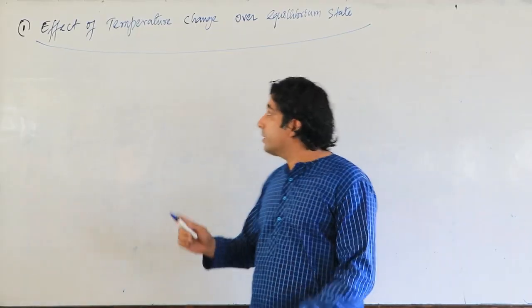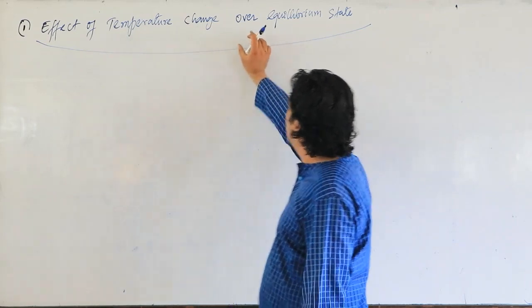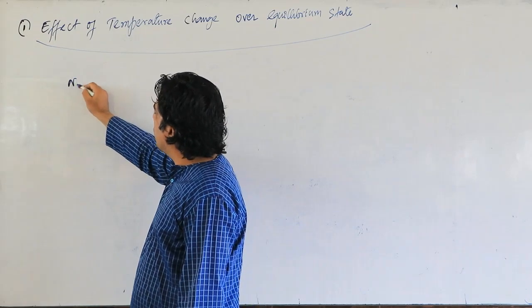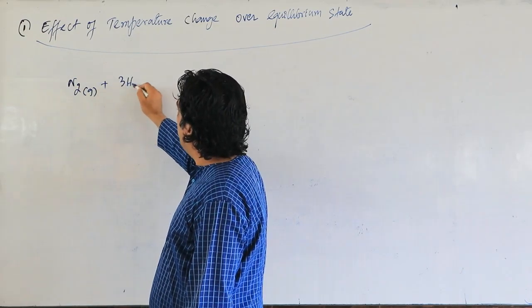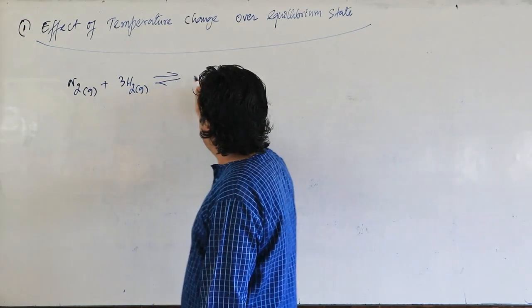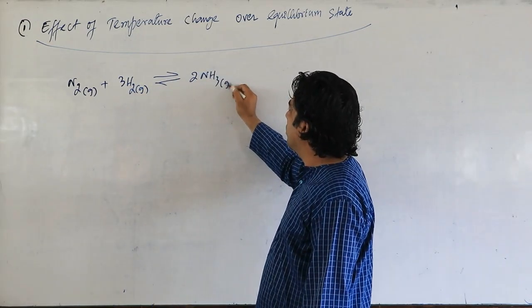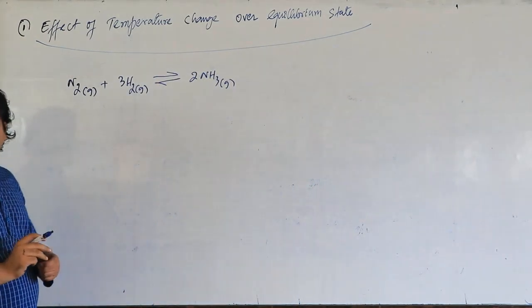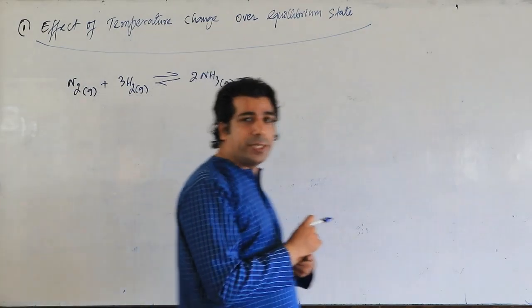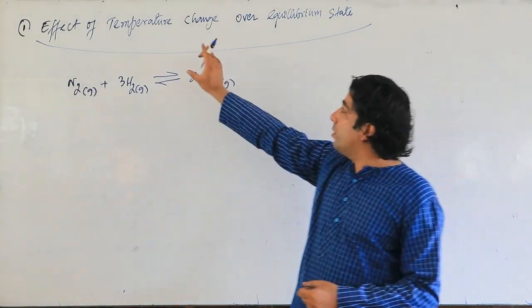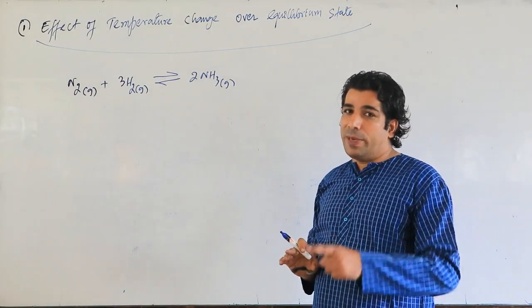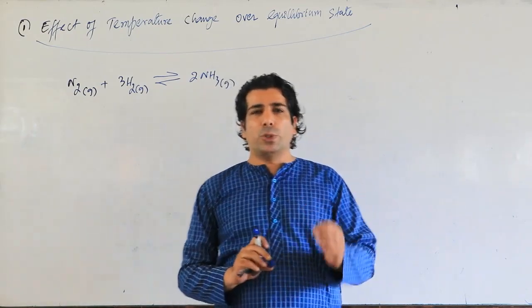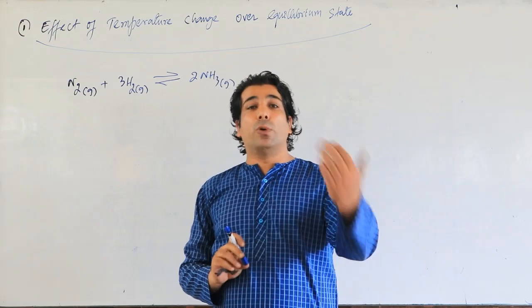Dear students, let us now study the effect of temperature change on the equilibrium state. Let us understand it, my friends. Let's take one chemical reaction: N2 gaseous plus 3 H2 gaseous gives 2 NH3 gaseous. That is my chemical reaction. We will look at how temperature will affect it, because as far as Le Chatelier's principle is concerned, any change imposed on the system at equilibrium is opposed by the system.